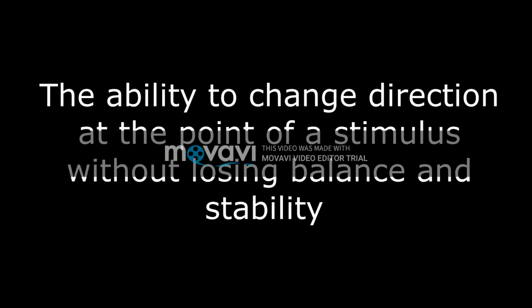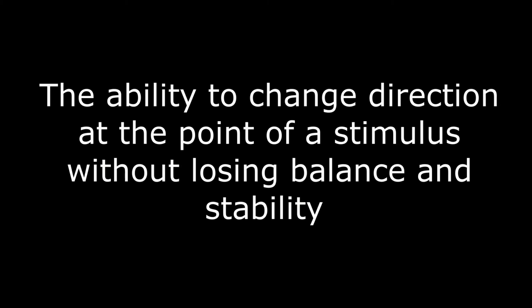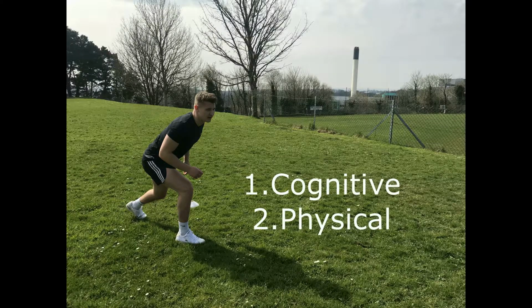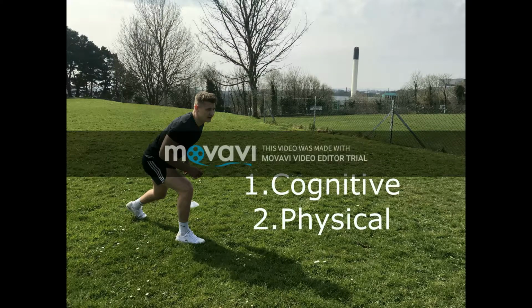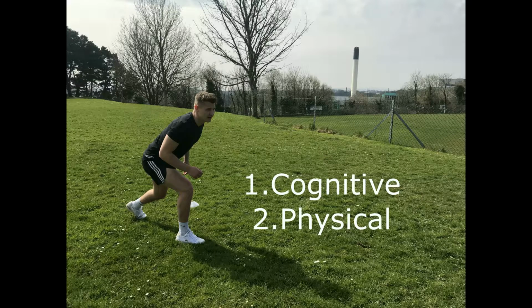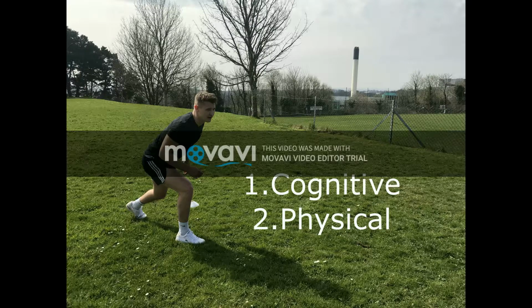Agility can be defined as the ability to change direction at the point of a stimulus without losing balance or stability. When considering agility in sport, it's important to consider the two contributing factors, the cognitive factor and a physical factor. The cognitive side of it refers to an athlete's reaction made to a stimulus. For example, in football, a player may have to react to the change of direction of the ball being the stimulus. The physical aspect refers more to the speed, the strength, and the technique of the athlete.